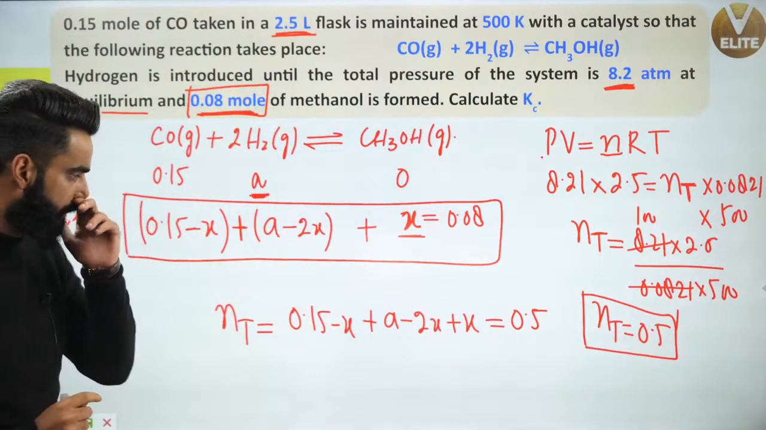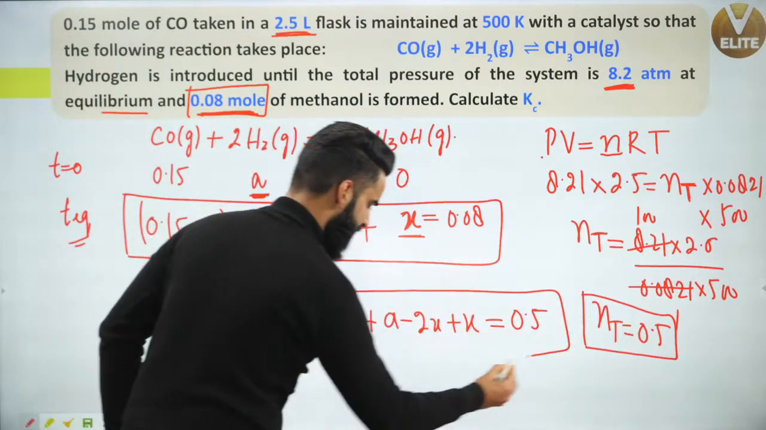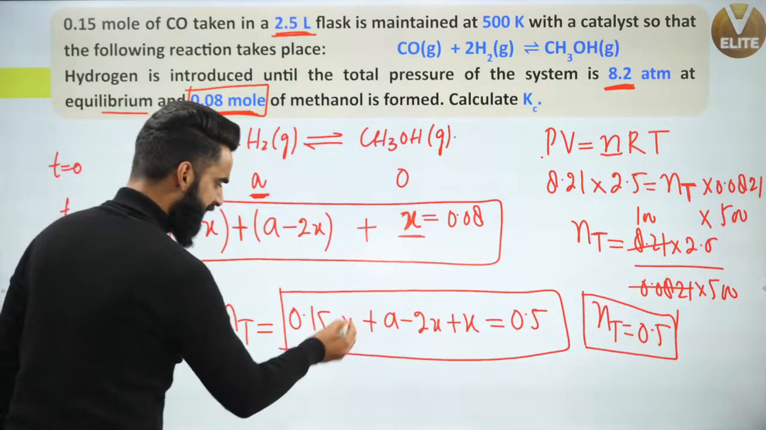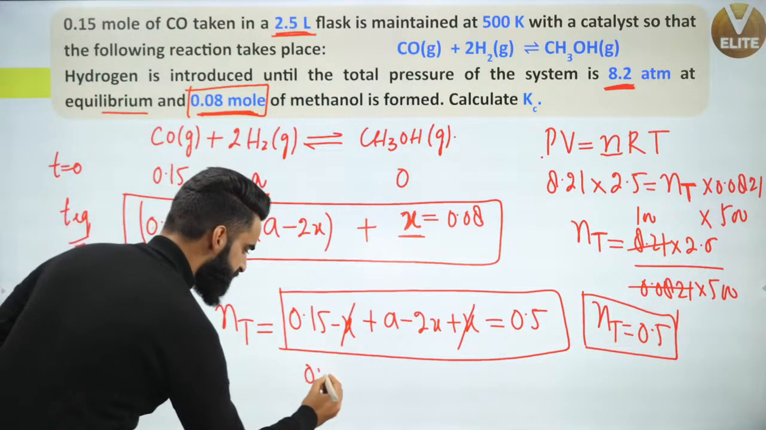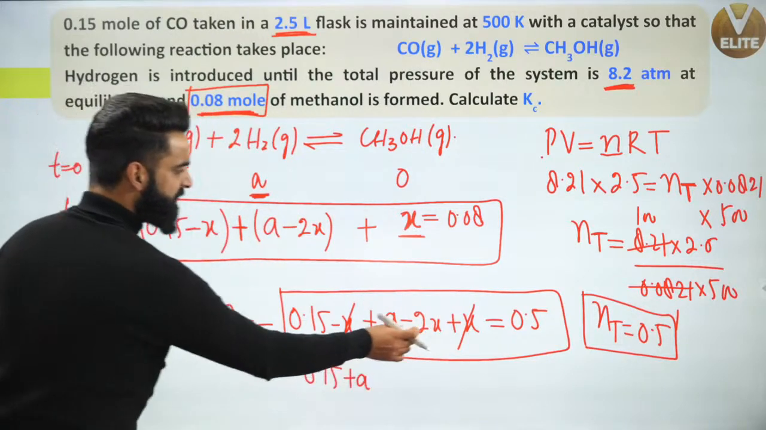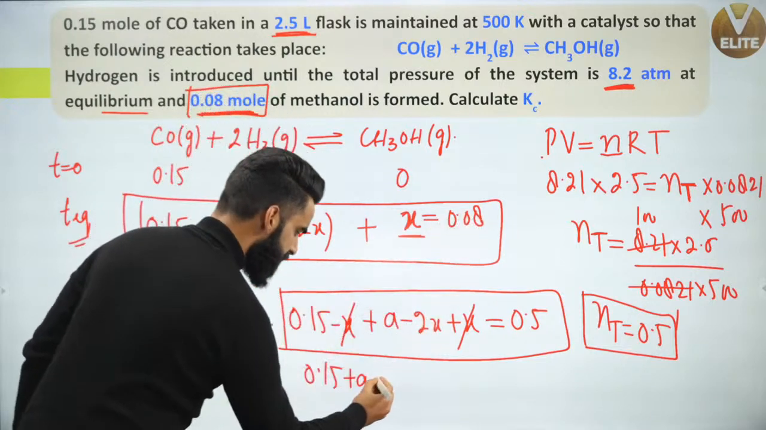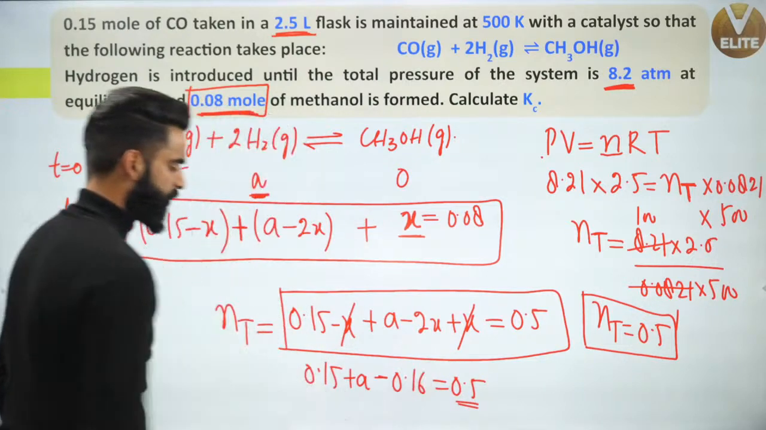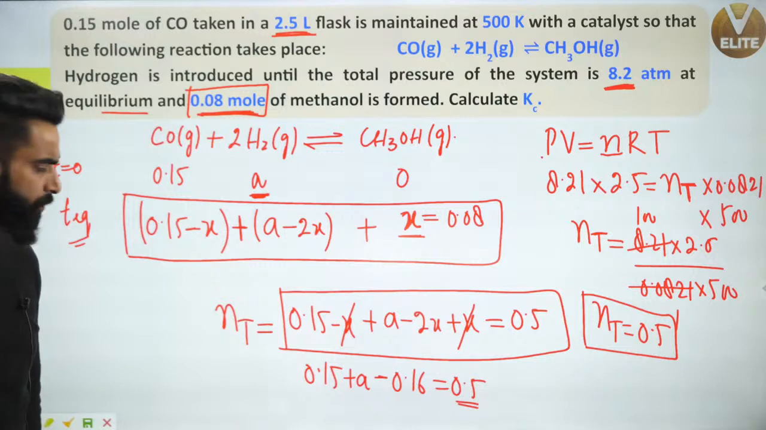Now people, understand one thing. If I consider this equation, what will this equation be like now? See, this x and this x got cancelled. Very simple, correct? So this is going to be 0.15 plus a minus 2x. The x value is 0.08, so the 2x value will be 0.16, so it is minus 0.16. It is equal to 0.5.